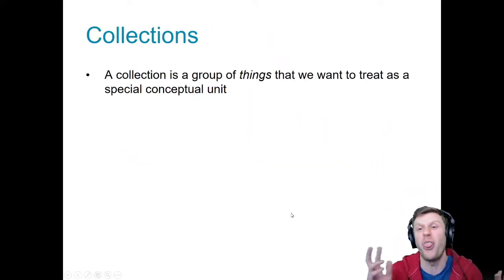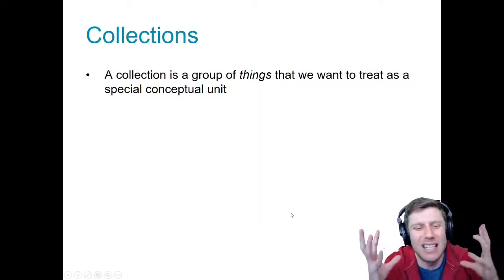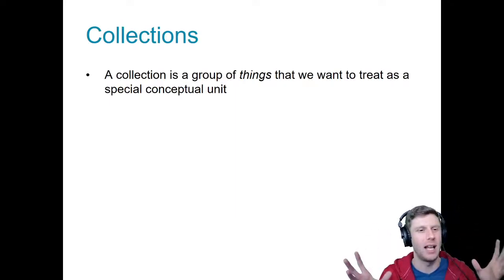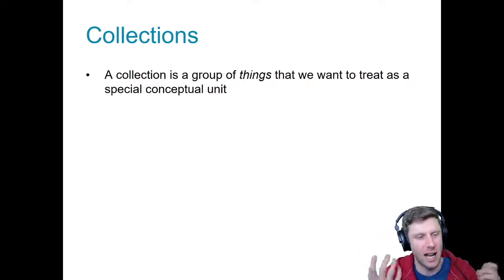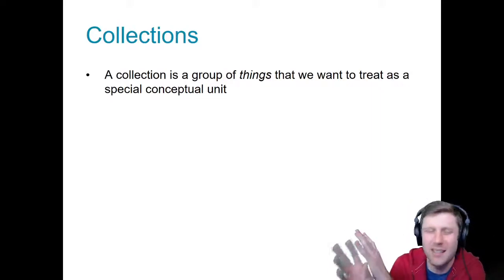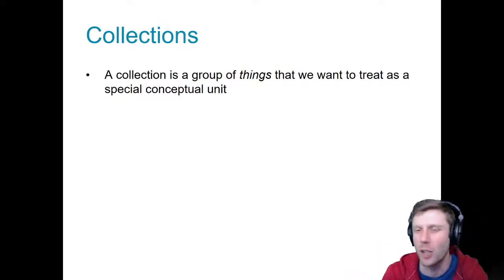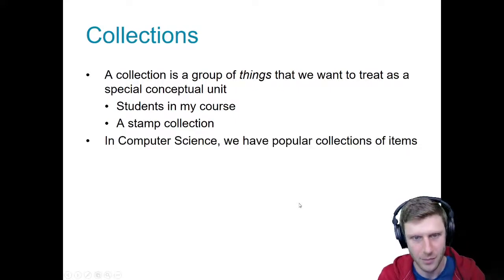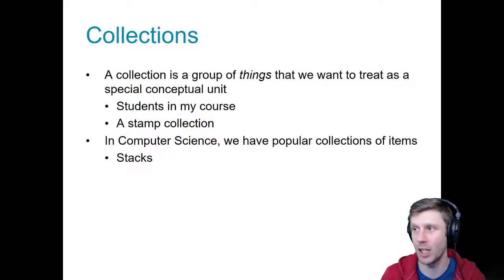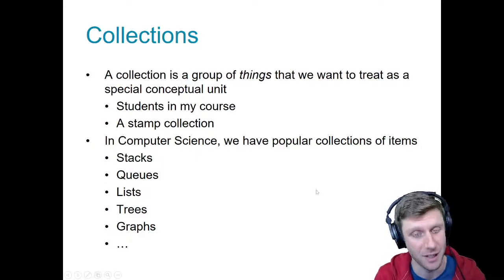It's a group of things we want to treat as this conceptual unit. A list is a collection. It's a group of information that I just want to hold together because it makes sense to me. Or the course, that's a simple collection. It's a group of those students. We want to treat it as this conceptual unit. In computer science, we have very popular collections of items, and the ones that we're going to start with are stacks, queues, lists, trees, and graphs.